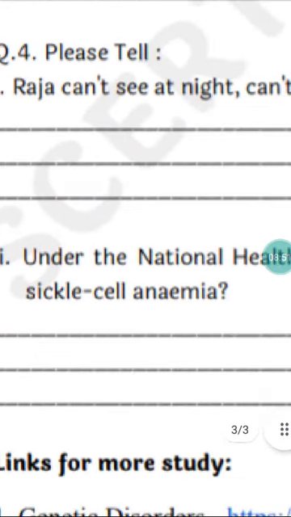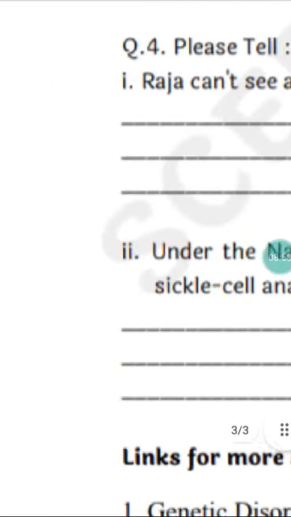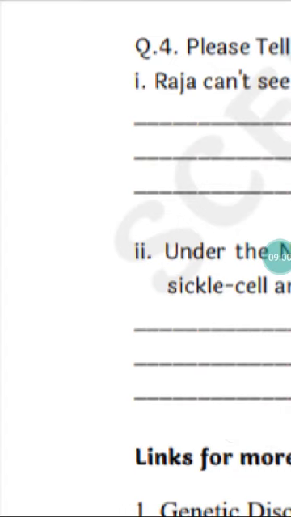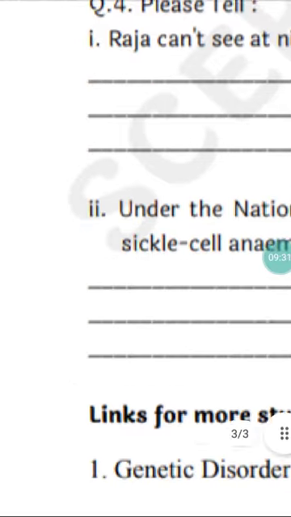Okay, now the next one is, under the National Health Mission scheme, which test is available for the diagnosis of sickle cell anemia? The answer is given on page number 191. Under the National Health Mission scheme, the solubility test for diagnosis of sickle cell anemia is available at all the district hospitals. Similarly, the confirmatory diagnostic test, that is electrophoresis, is performed at rural and sub-district hospitals. Okay, so these are the tests.